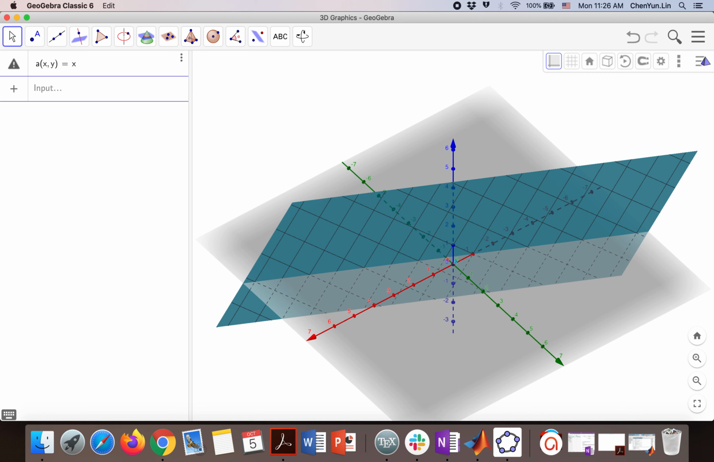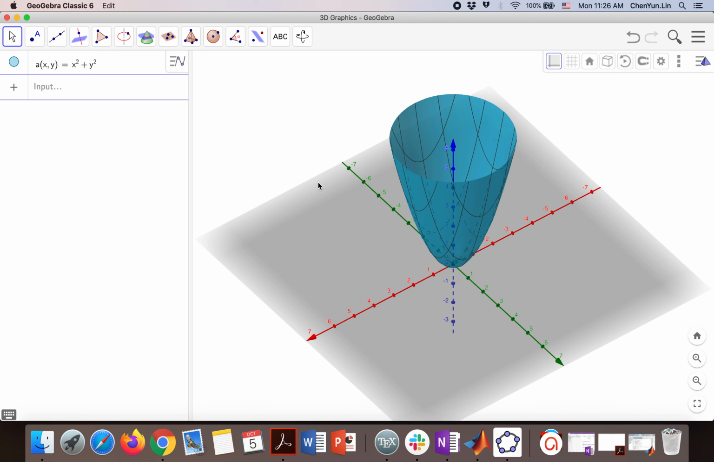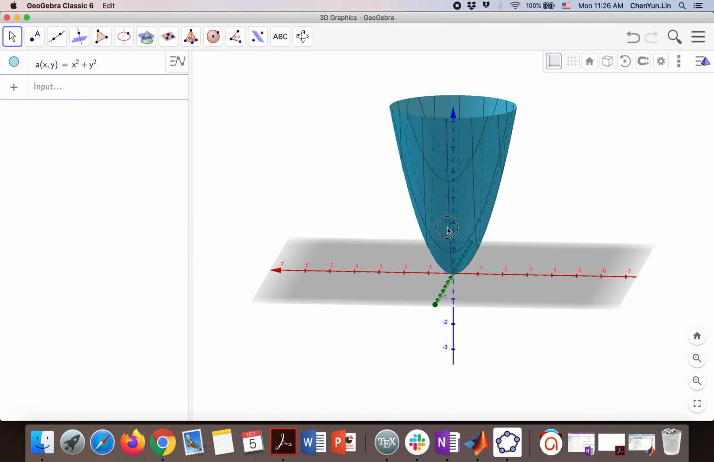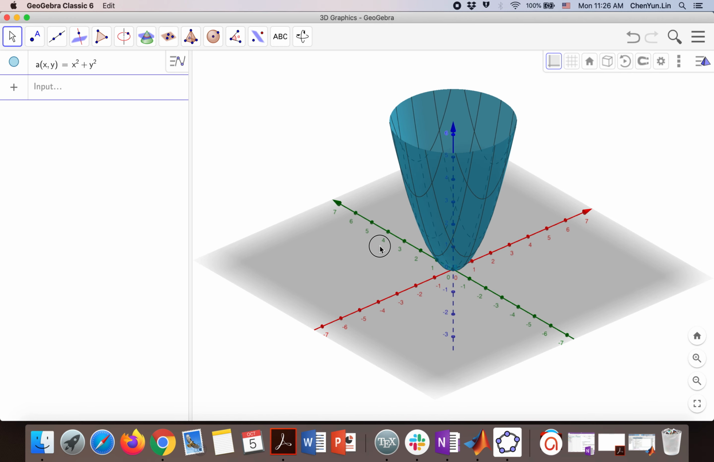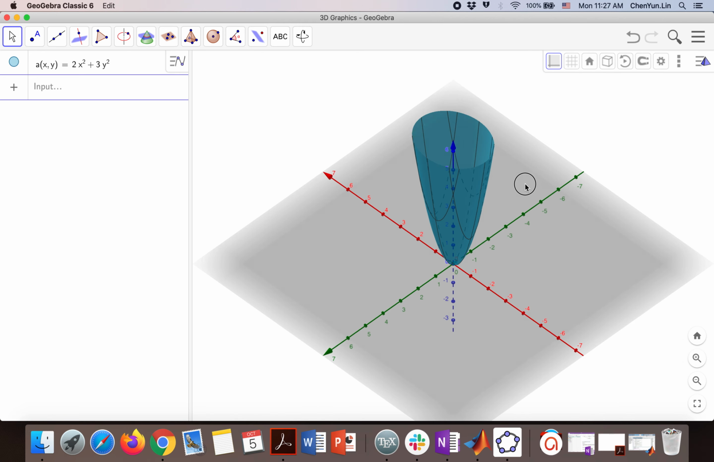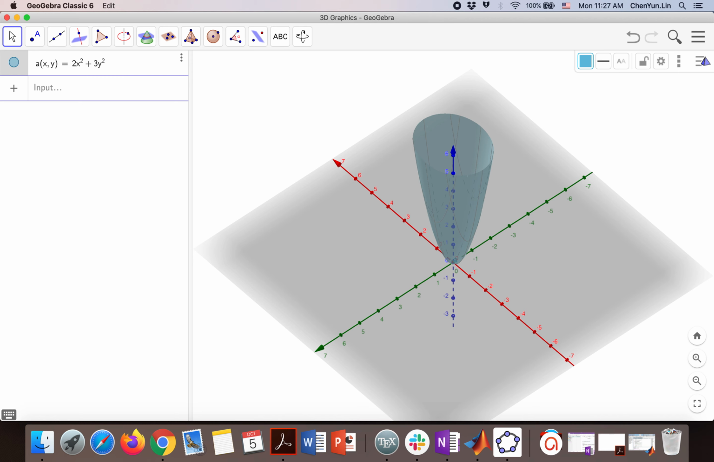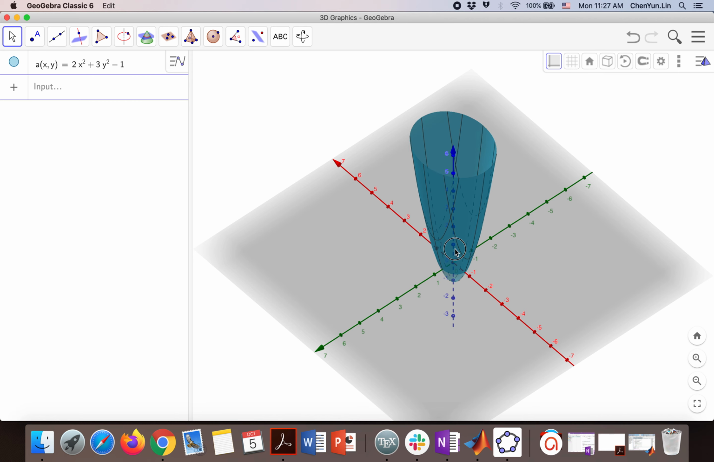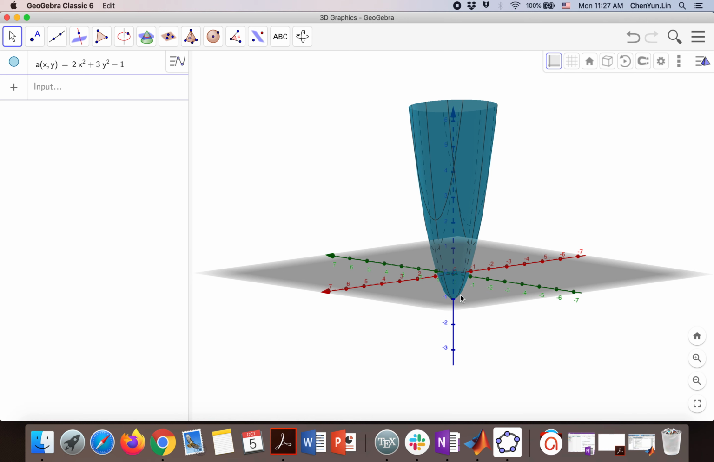And if I have x squared plus y squared, oh, here we go. You see, this is called a paraboloid. Okay, and the scale doesn't have to be the same. So I can have 2x squared plus 3y squared. You can see it's still a similar shape. And I can do, let's say, minus 1. What this does is shift the paraboloid down by 1 unit.